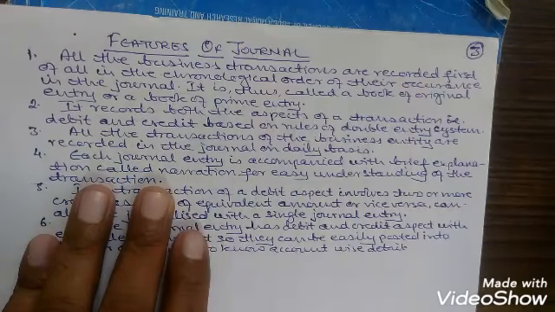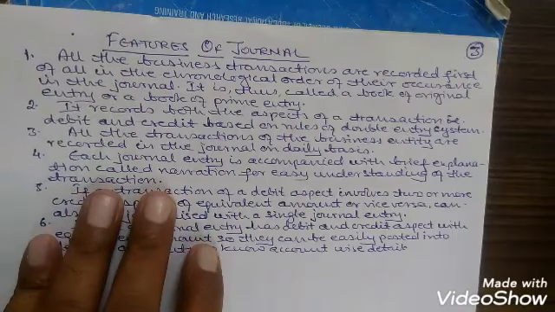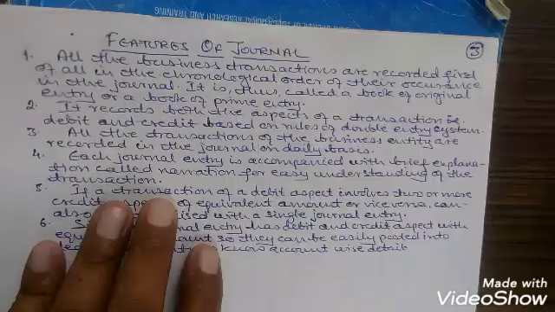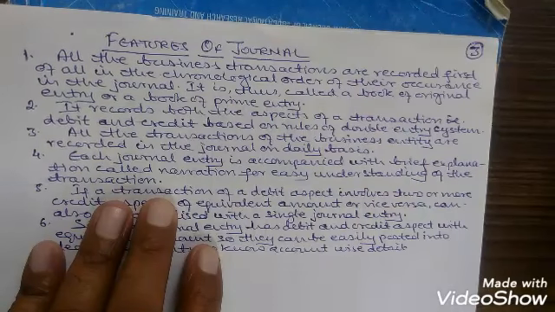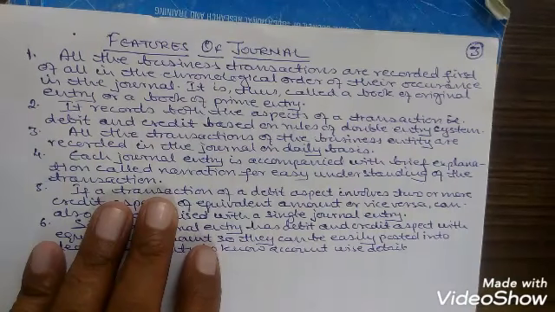Fourth, each journal entry is accompanied with a brief explanation called narration for easy understanding of the transaction. Each and every transaction that has been recorded in the journal in chronological order in debit and credit style has to be given an explanation regarding the transaction, which is called narration.